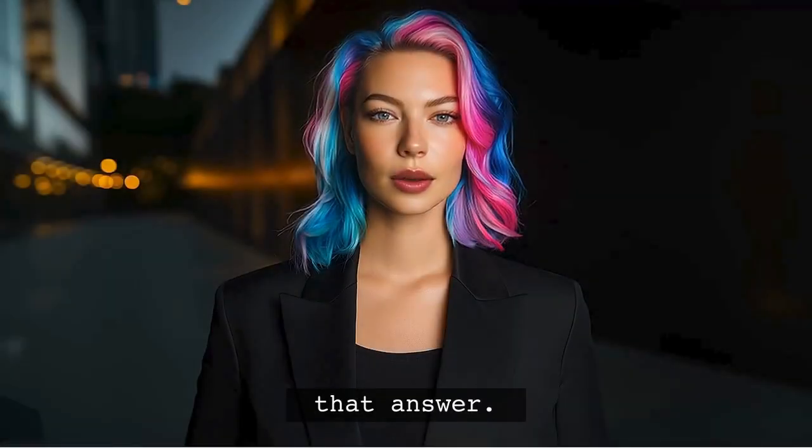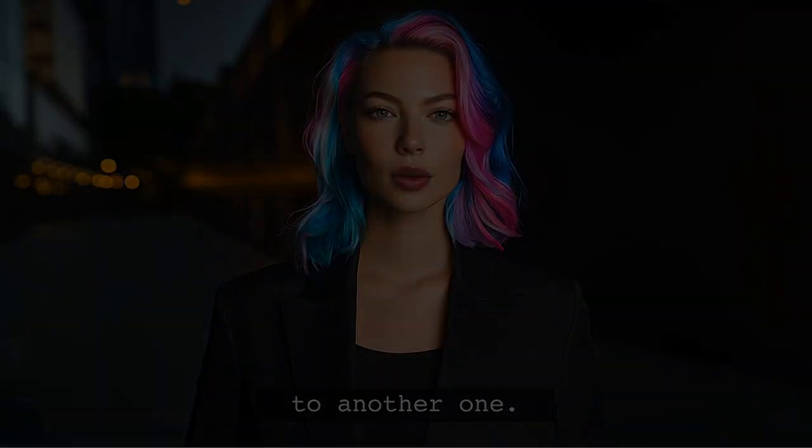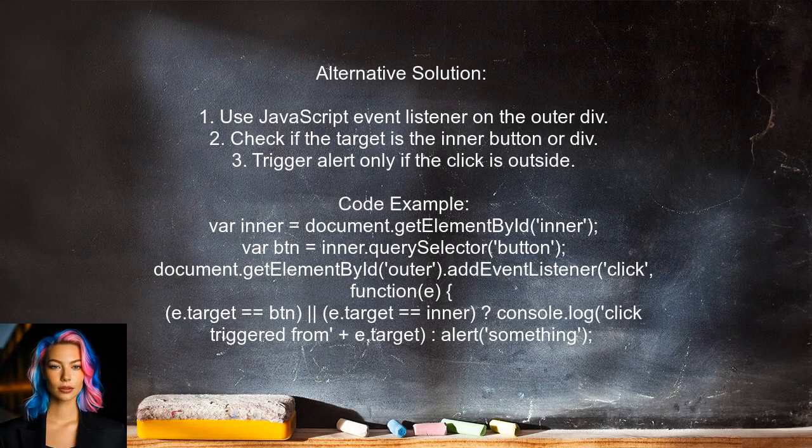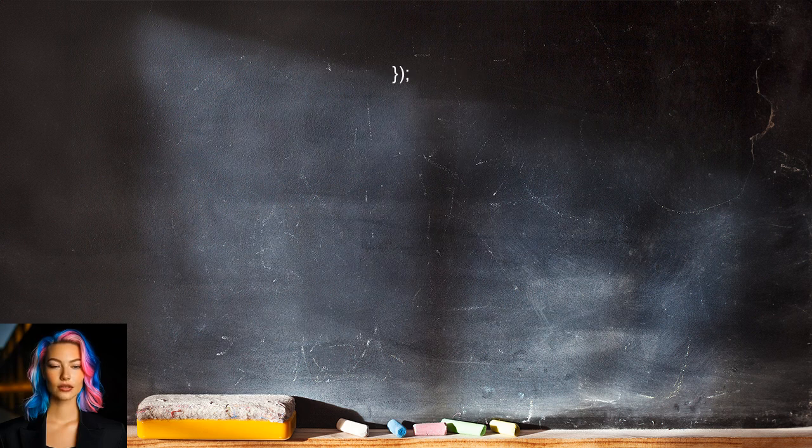Let's take a moment to review another user's answer. An alternative solution provided by a user involves using pure JavaScript. They suggest adding an event listener to the outer div. Inside the listener, it checks if the click target is the inner button or the inner div. If it is, no alert is triggered. Otherwise, an alert is shown.